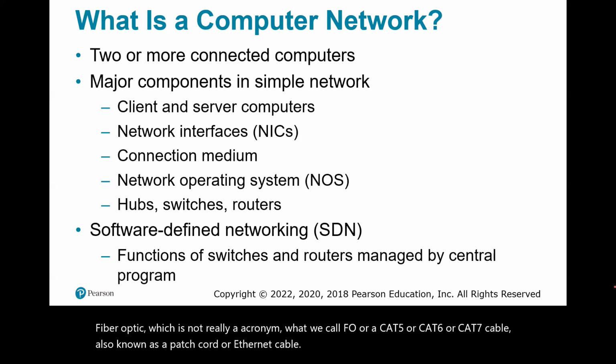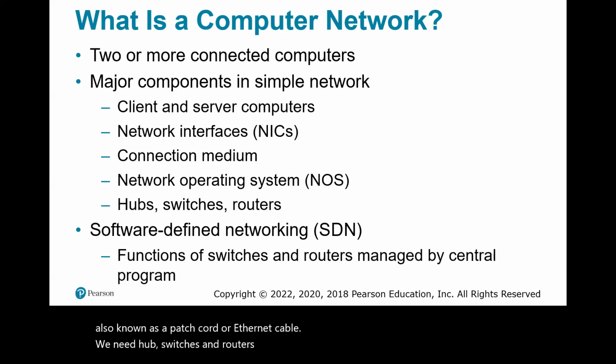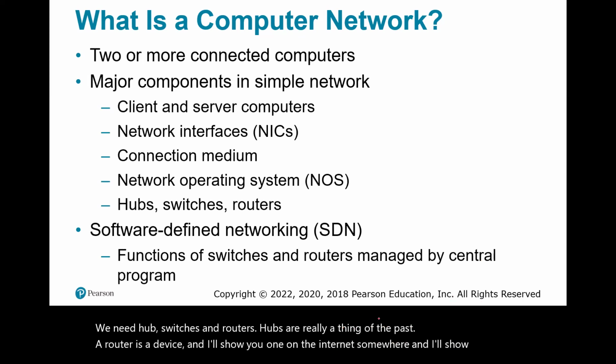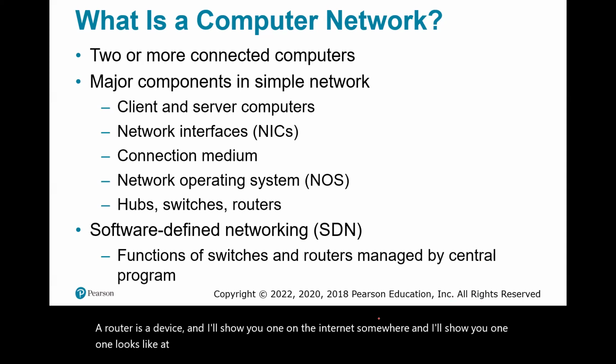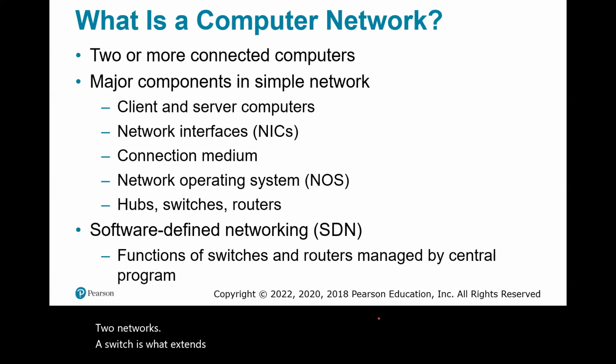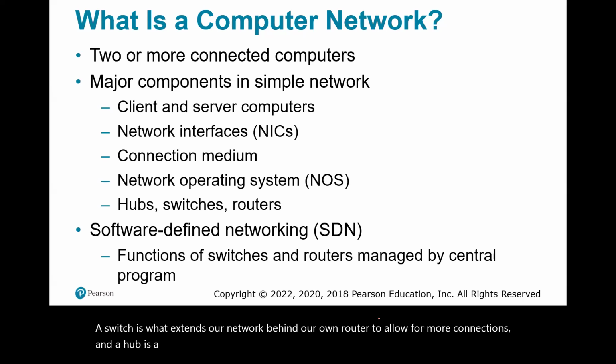We need hubs, switches, and routers. Hubs are really a thing of the past. A router is a device, and I'll show you one on the internet somewhere, and I'll show you what one looks like at home. It connects two networks. A switch is what extends our network behind our own router to allow for more connections. And a hub is a kind of switch that has no capabilities of packet switching. It just extends one port into 4 or 8.